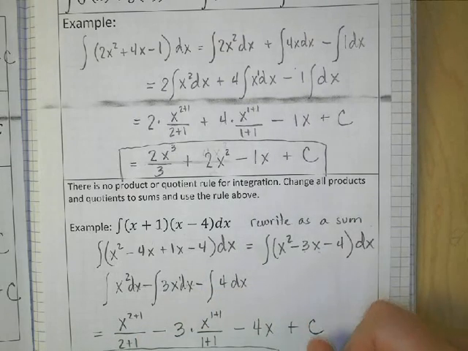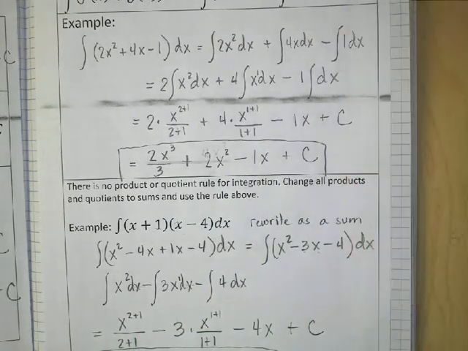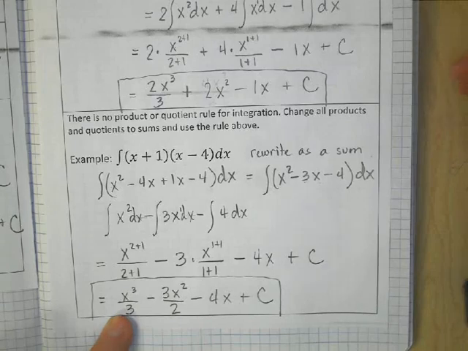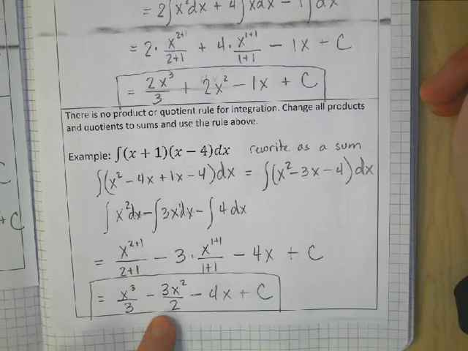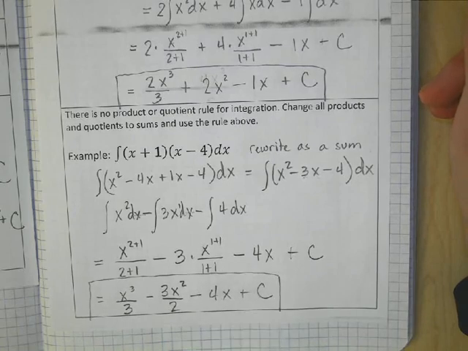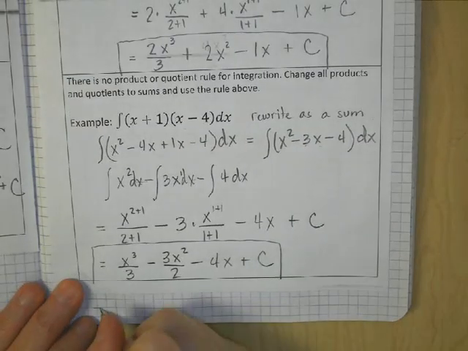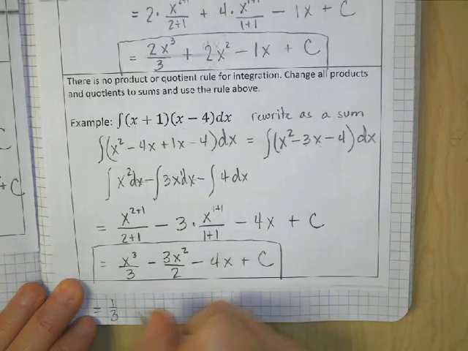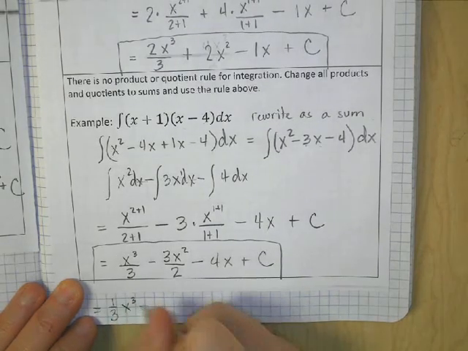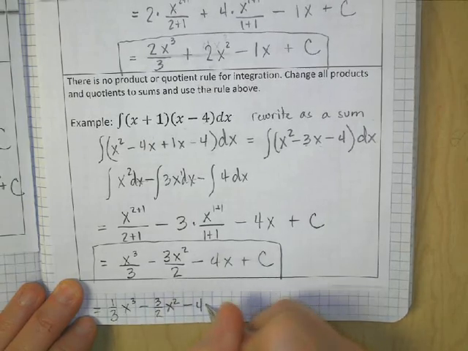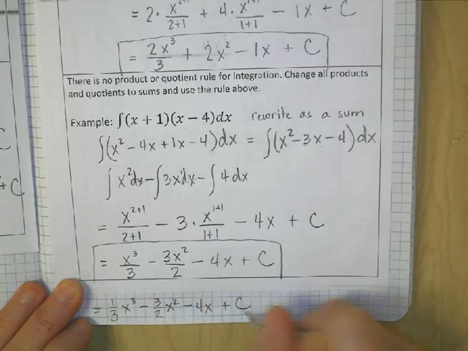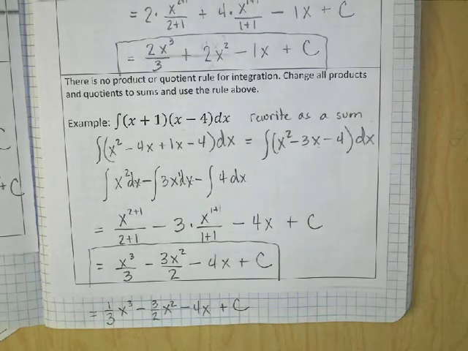Okay, and again, I could have written this one as 1/3 x cubed minus 3/2 x squared minus 4x plus c. So you can write it like that. Let's go ahead and just write it the other way for those of you who prefer. You could have written it as 1/3 x cubed minus 3/2 x squared minus 4x plus c. Okay, either way is perfectly acceptable.